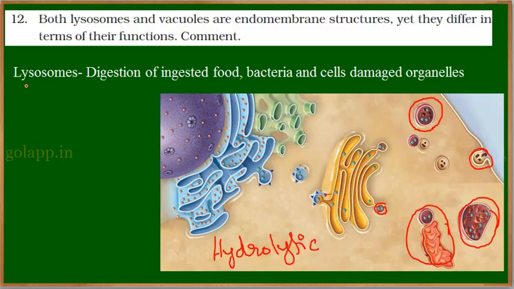The main function of lysosome is digestion of the ingested food. This we can find in lower organisms like amoeba and paramecium, and they digest bacteria which enter inside the cell. They break down the damaged cell organelles. So these are the functions of lysosome: digestion of food, digestion of bacteria and breakdown of damaged cell organelles. That is why lysosomes are called suicide bags.